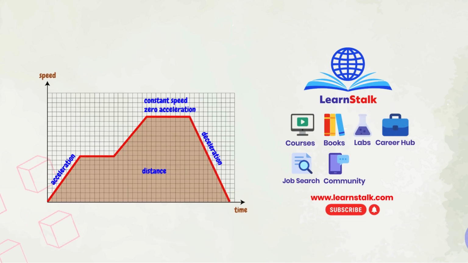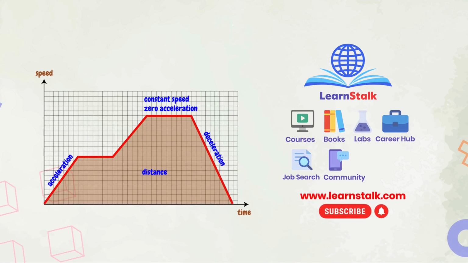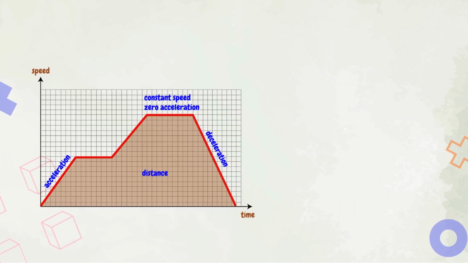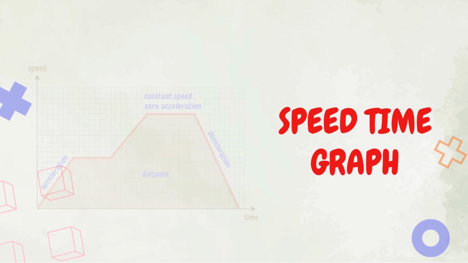What if I told you a single graph could tell the entire story of a race car, a falling apple, or even a space rocket? Let's break down the speed time graph.